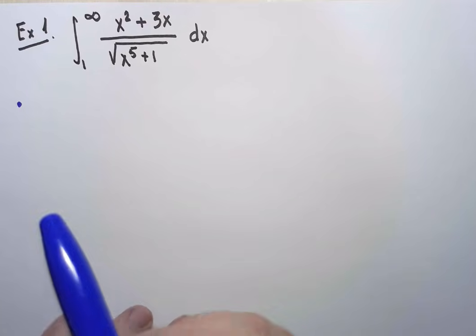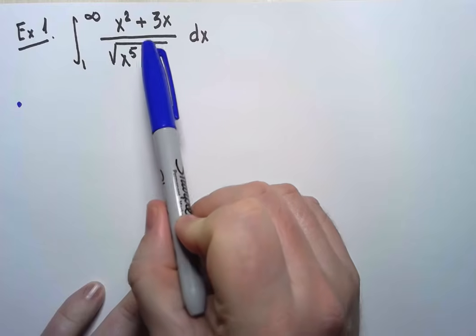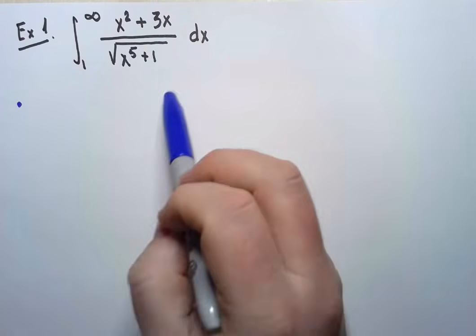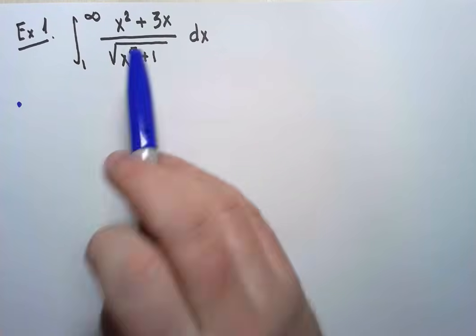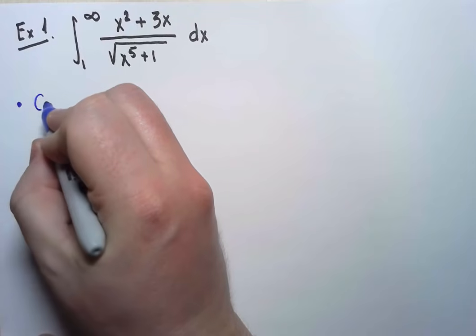For my first example, I'm looking at the integral from 1 to infinity of (x squared plus 3x) over the square root of (x to the 5 plus 1). And I just want to know whether this is convergent, a number, or divergent, infinity. This function is positive, so those are the only two options. I don't need to know the exact value, just whether it is convergent or divergent.